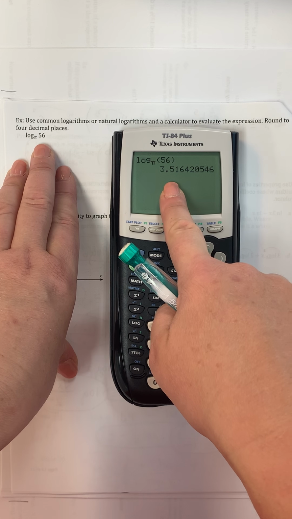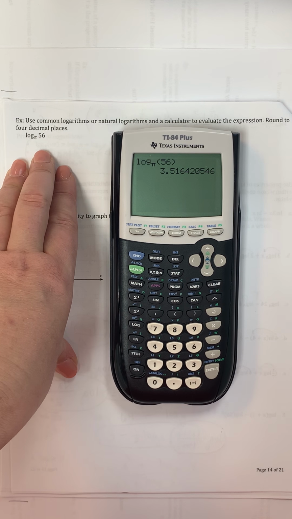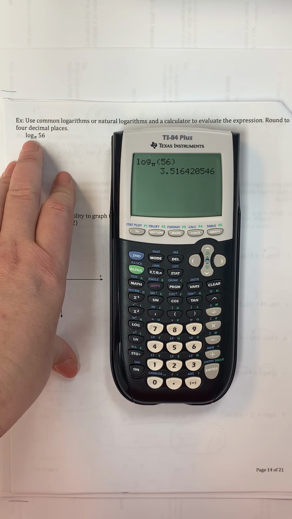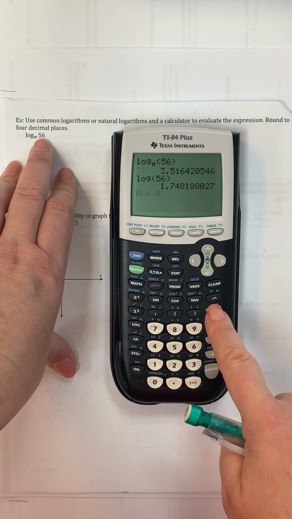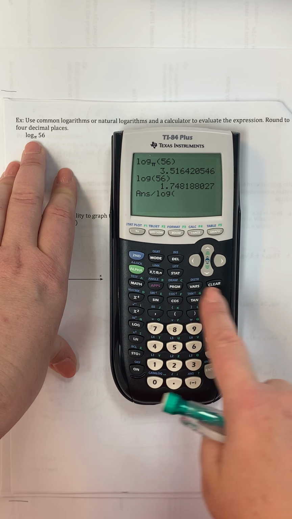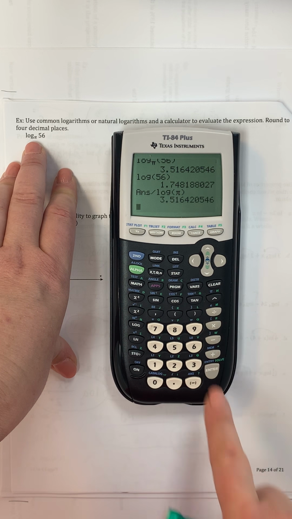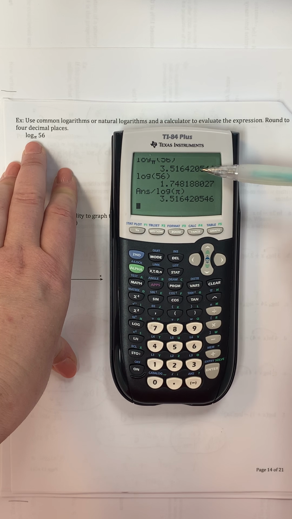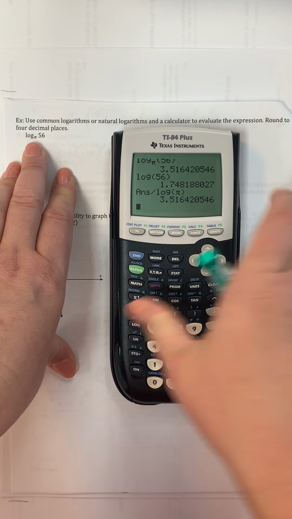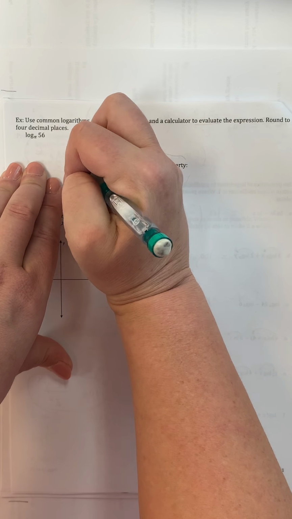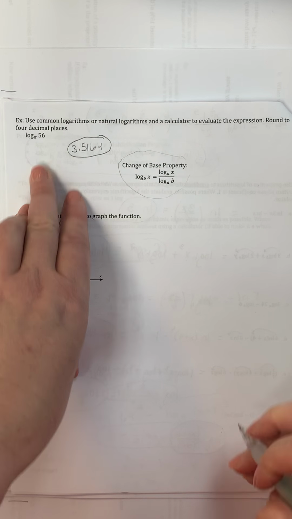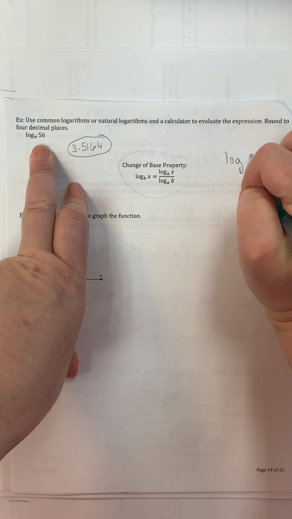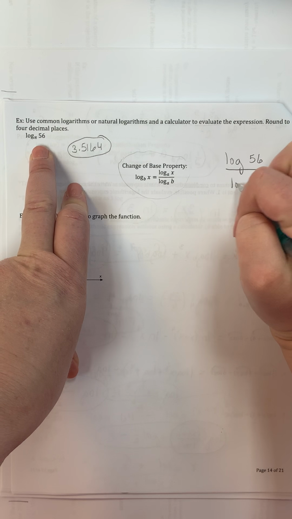3.5164. Okay, if you don't have that fancy formula, you're going to need to do change of base. So here you go. You're going to do plain old log of 56, hit enter, divided by plain old log of pi. Same answer. Here it was with the fanciness. Here it is with the change of base. Okay, so your answer is going to be 3.5164. And again, if you need to use that change of base, remember you're just looking at plain old log of 56 divided by plain old log of pi, and that'll do it for you.